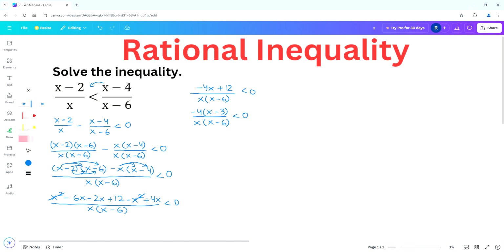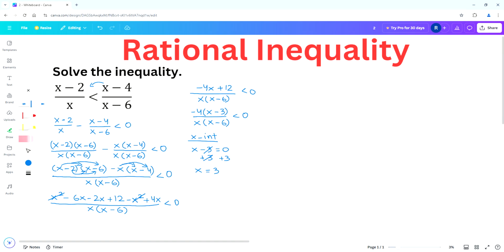Next, we should find the x-intercept for this rational function. We should set the numerator expression equal to 0 and solve for x. We can ignore the negative 4 for that because it is just a constant. I get x equals 3.